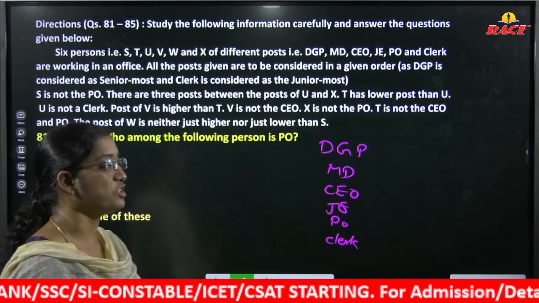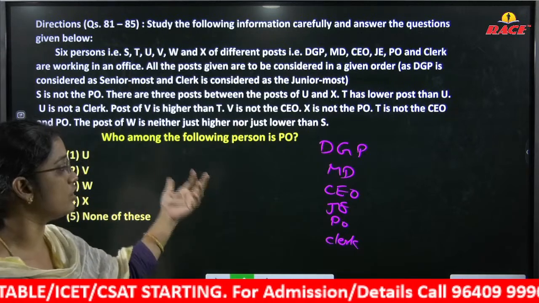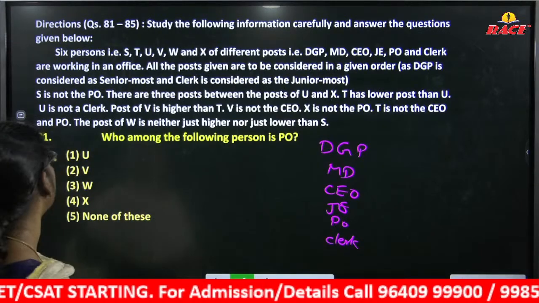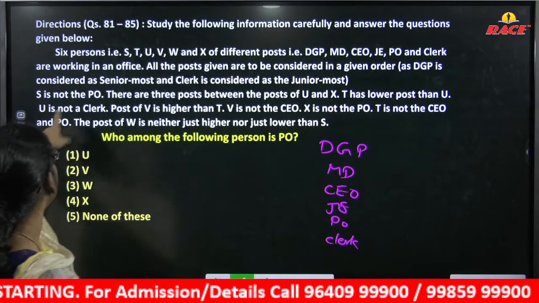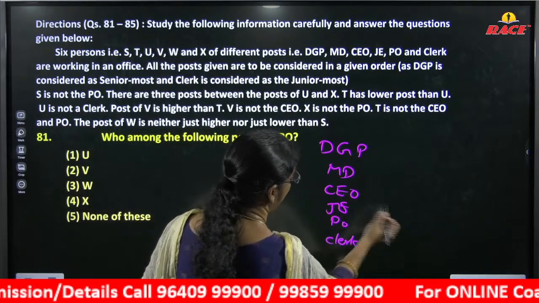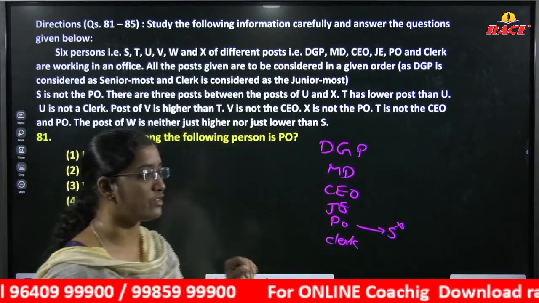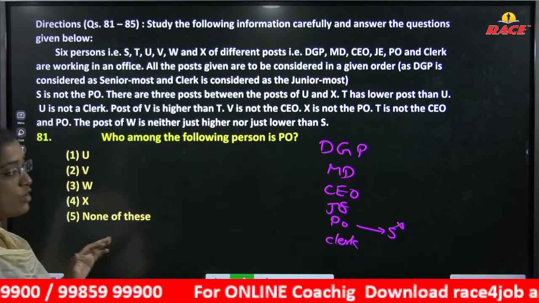Satish, once again check your answer. Here we are having 6 persons' positions, job posts in order. Then we are having the information: S is not the PO. Just observe here, S is not the PO. So that's why I'm marking it for S.